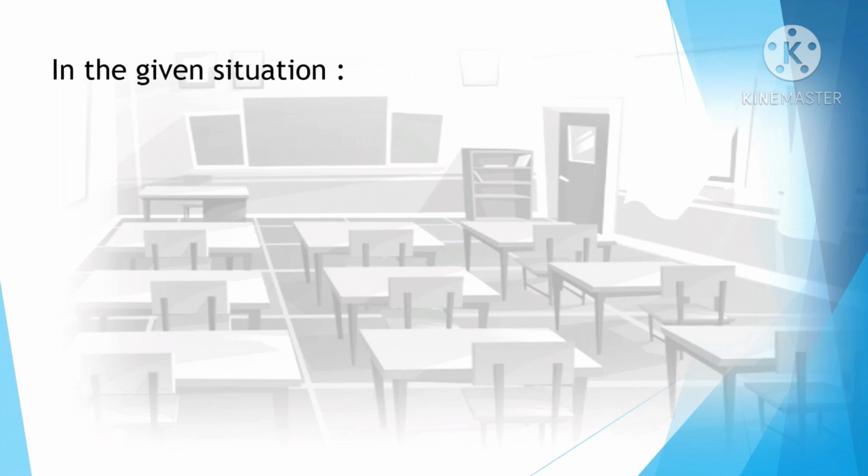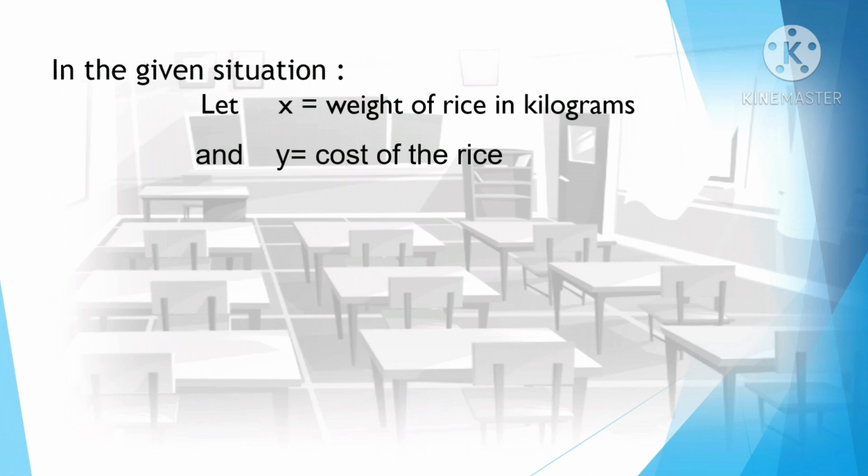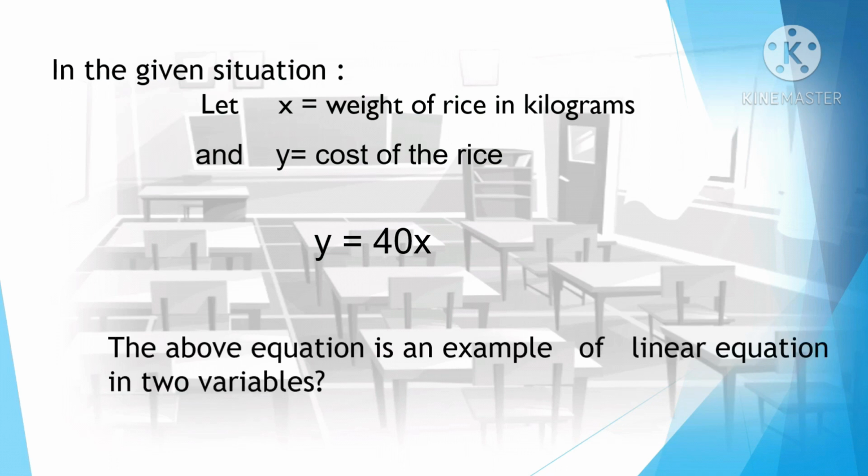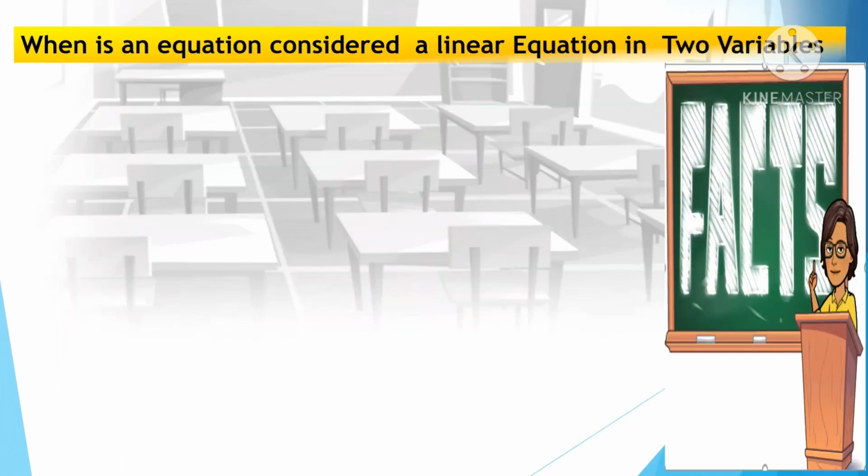In the given situation, let x be the weight of rice in kilograms and y equals the cost of rice. Notice that the two quantities are represented by two different variables or letters, x and y. And if you resolve the equation, y equals 40x. How did we get the equation? Since y, cost of rice, is determined by multiplying the number of kilograms by 40 pesos. This above equation is an example of linear equation in two variables.